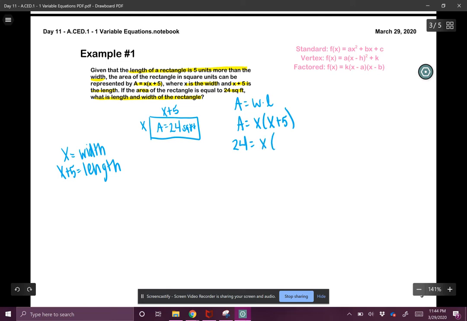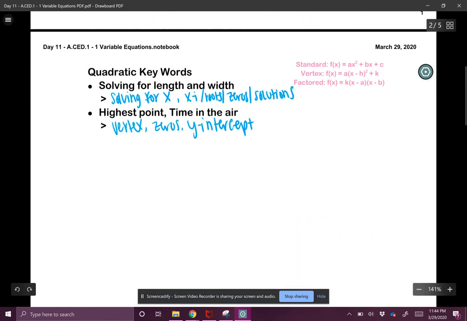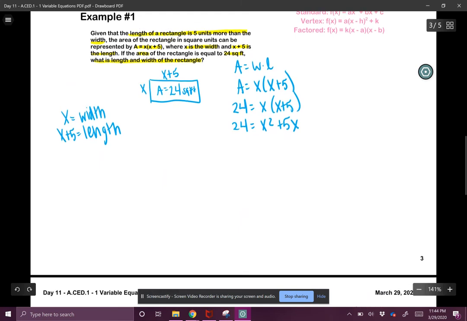There we go. x times x plus 5. On the right side, let's do the distributive property. So we're going to have x squared plus 5x. And if we were trying to find that length and the width, this kind of goes back to the quadratic keywords. If we're finding length and width, we're looking to get our zeros or our solutions, our roots, x-intercepts. We're basically going to be solving for x.